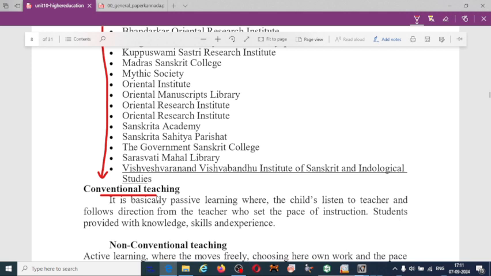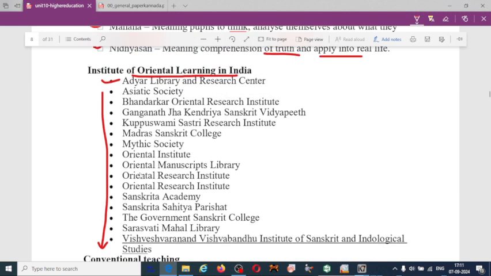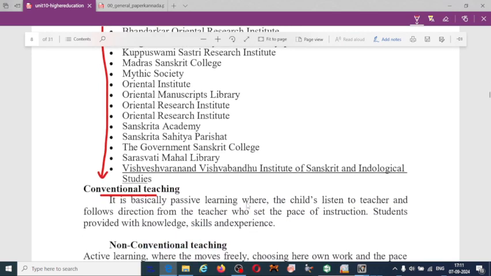So conventional teaching. In exam they may ask, so all of these you can note down up to Vishveshvaranand Vishwa Bandhu Institute of Sanskrit and Indological Studies.